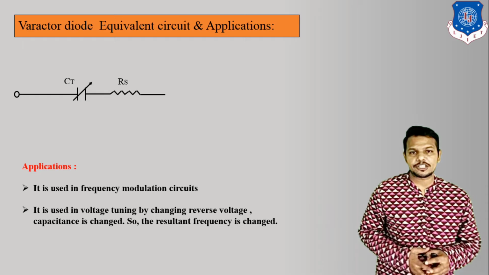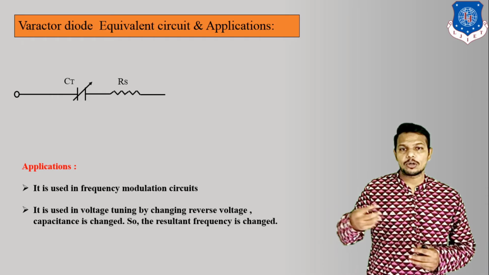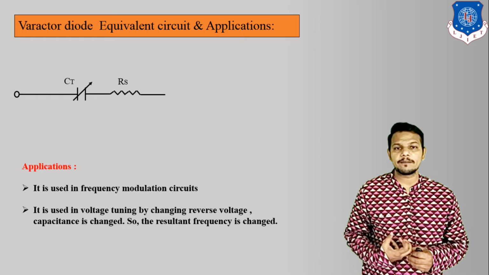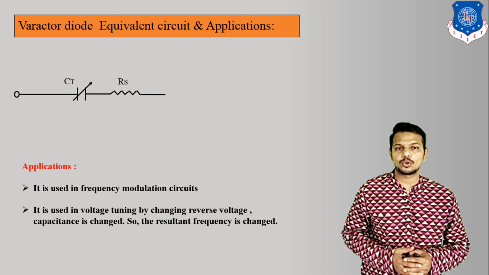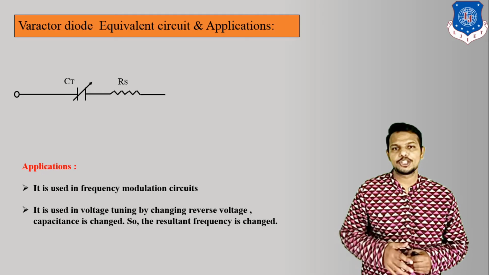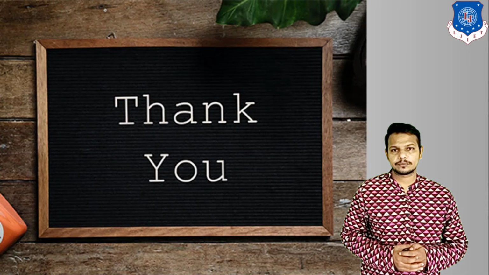Here we can see its applications. It is used in frequency modulation circuits. It is also used in voltage tuning. By changing the reverse voltage, the capacitance is changed. So the resulting frequency is changed. So this is the Varactor diode.